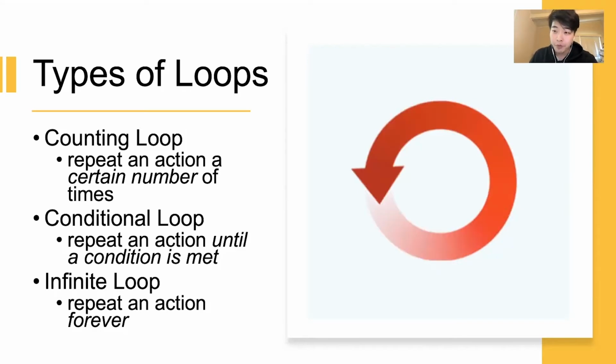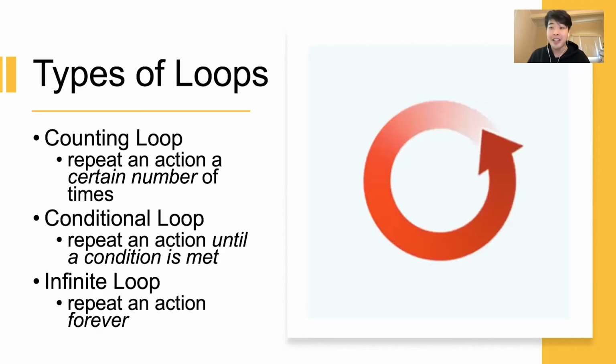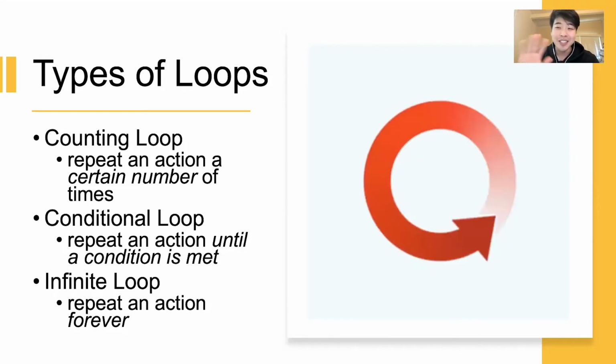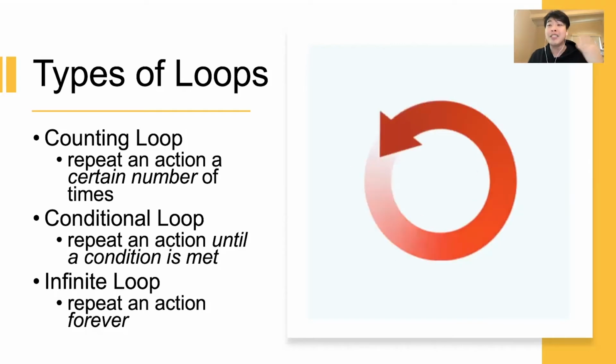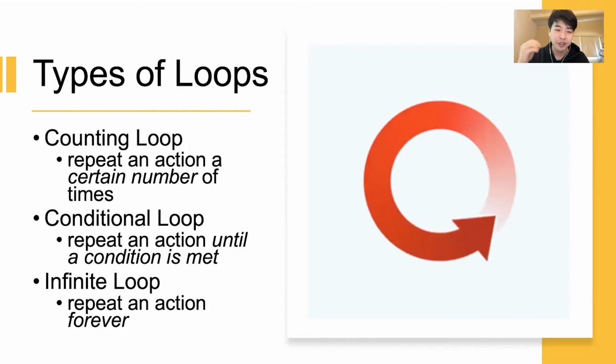A conditional loop, hopefully you can figure it out by the name. It repeats a sequence of actions or an action until a condition is met. For example, you can say, hey, breathe until you die, right? Or breathe until you cough or something like that. That's conditional, okay? Or you can do this. Clean the room until your mom is satisfied, right? So that will be conditional loop, okay? You're repeating something until a certain condition is met.